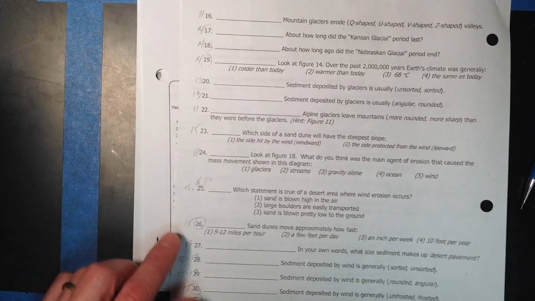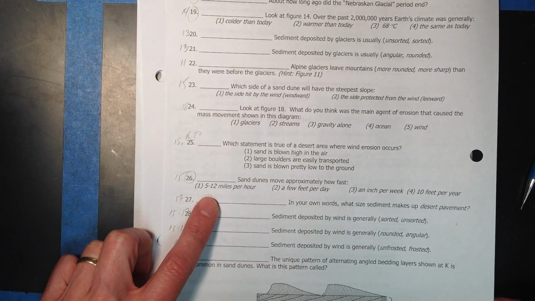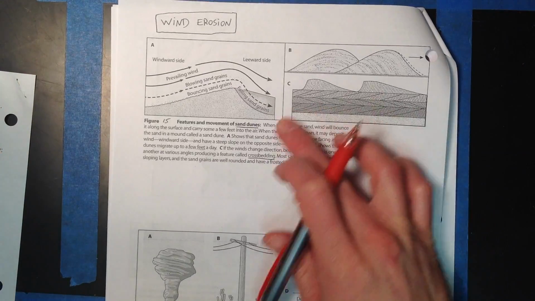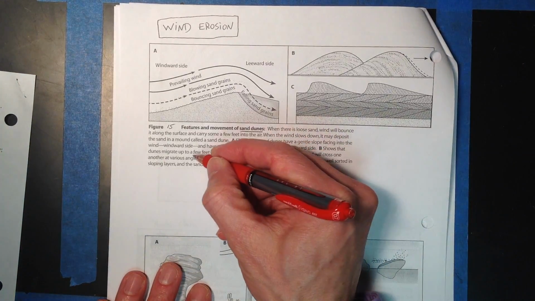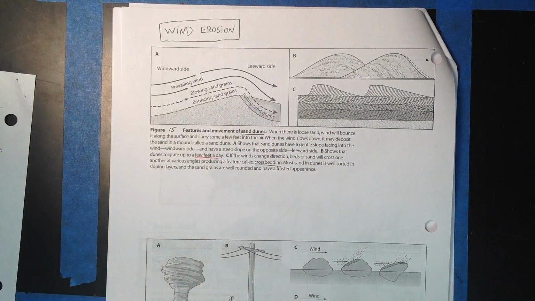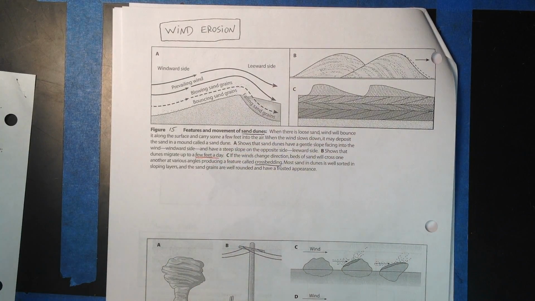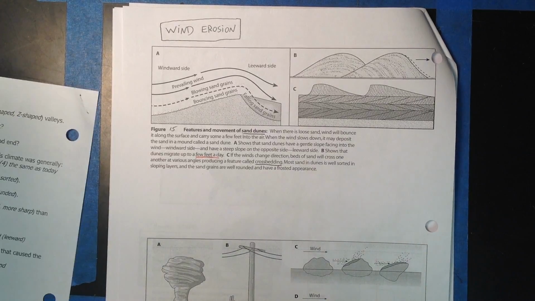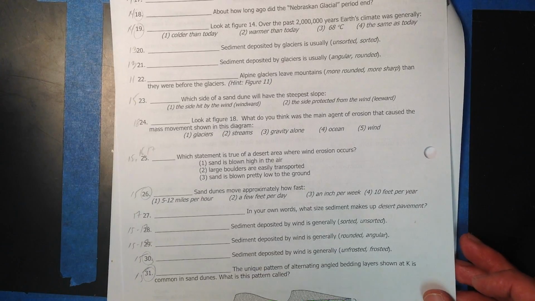So 18, 19, 26: sand dunes move approximately how fast? I have it listed as figure 15, which shows you that. And you really have to read through this. It may not jump out at you at first, but it's basically a few feet a day. I want people to get that general sense of how fast these dunes move. A few feet a day would be the answer. And what else do I have?